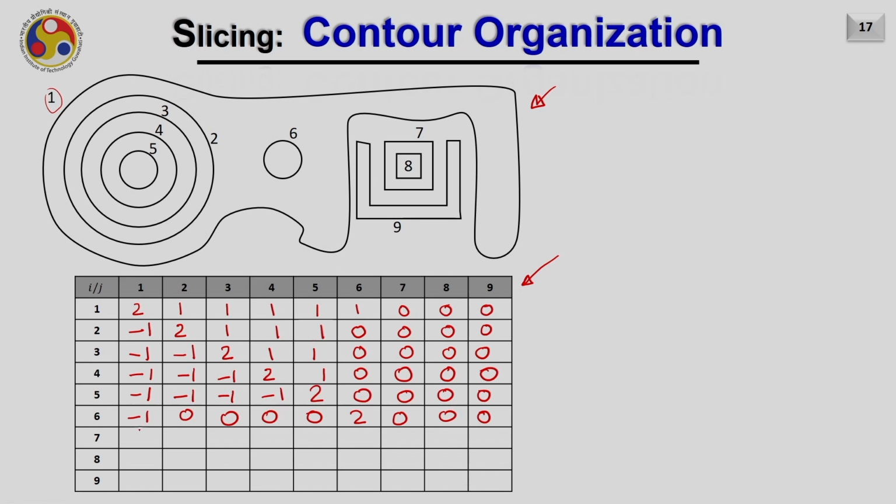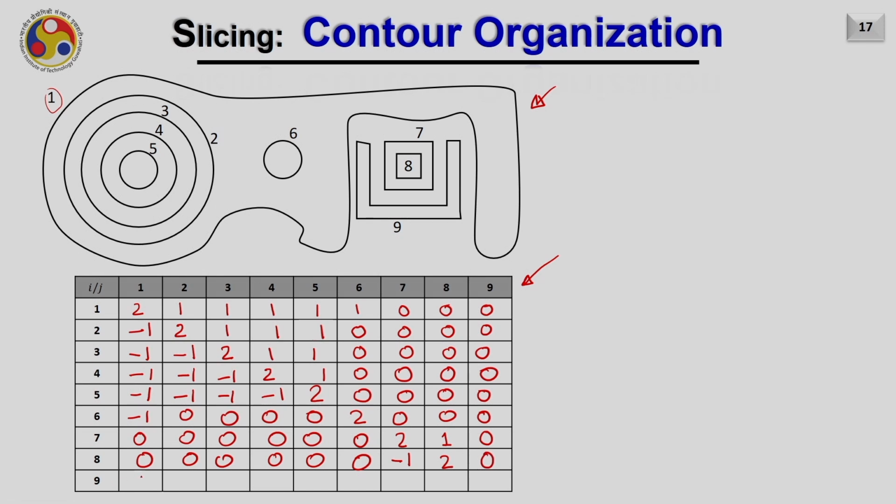Then contour number 7, it is separated from 1, 2, 3, 4, 5, 6 and it is containing contour number 8. That means 1 here. Also it is separated from contour number 9. Then contour number 8 is separated from 1, 2, 3, 4, 5, 6 and it is inside contour number 7, hence minus 1 here, and for this value 8 and 8, i equals j, I'll write 2, and finally it is separated from contour number 9.